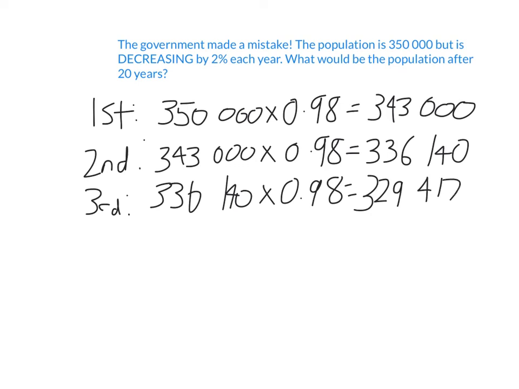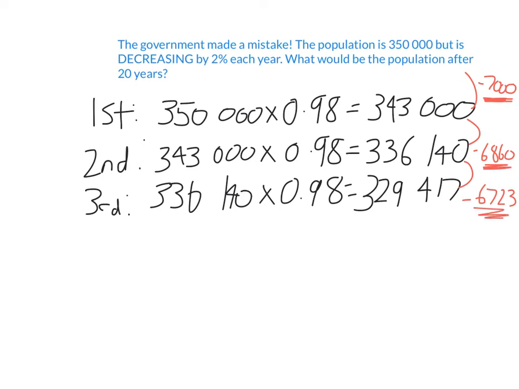So what you can see is in the first year, we lost 7,000 people from the town. The next year, we've lost 6,860, and then from the second to the third year, we've lost 6,723. So this is the amount that the population is decreasing by each year, and it is decreasing.